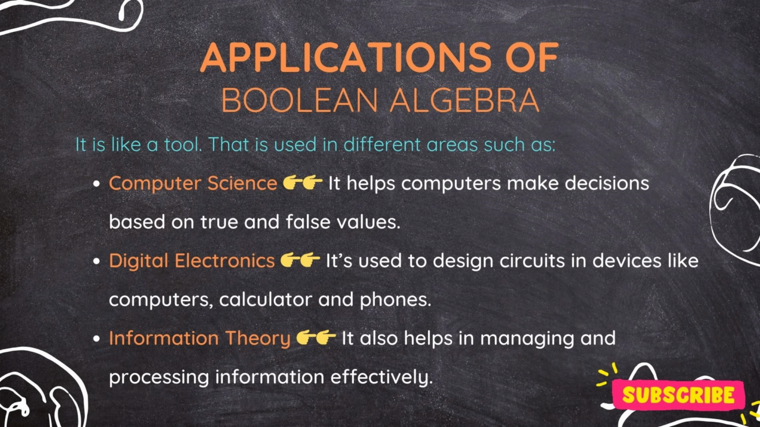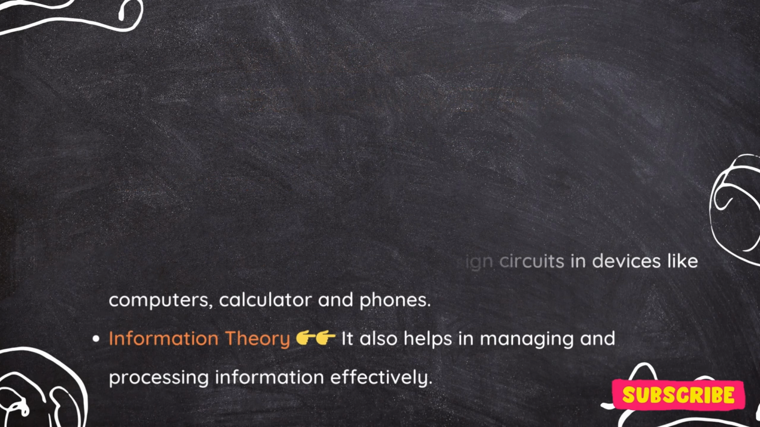Applications of Boolean algebra. It is like a tool that is used in different areas such as computer science. It helps computers make decisions based on true and false values. Digital electronics. It's used to design circuits in devices like computers, calculators and phones. Information theory. It also helps in managing and processing information effectively.